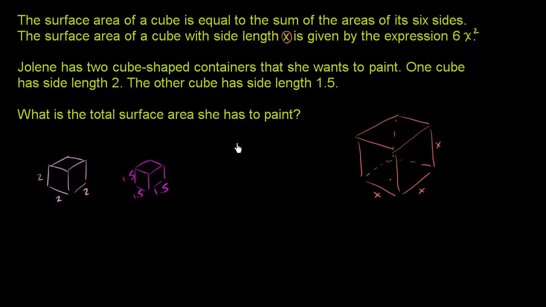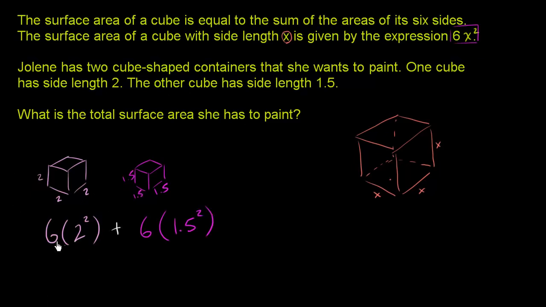Well, we know that the surface area of each cube is going to be 6x squared, where x is the dimension of that cube. So the surface area of this cube right over here is going to be 6 times x, where x is the dimension of the cube. The cube has the same dimensions, its length, width, and depth are all the same. So for this cube, the surface area is going to be 6 times 2 squared. And then the surface area of this cube is going to be 6 times 1.5 squared. And if we want the total surface area she has to paint, it's going to be the sum of the 2 cubes. So we're just going to add these 2 things.